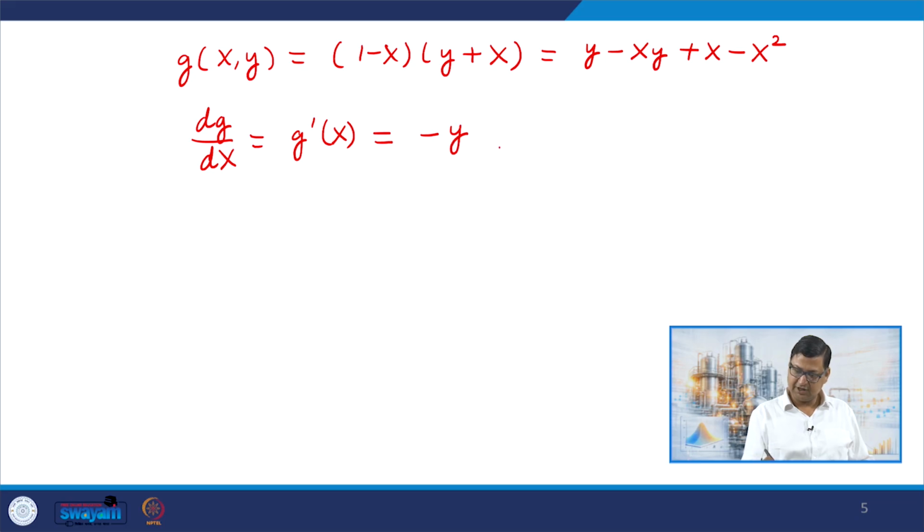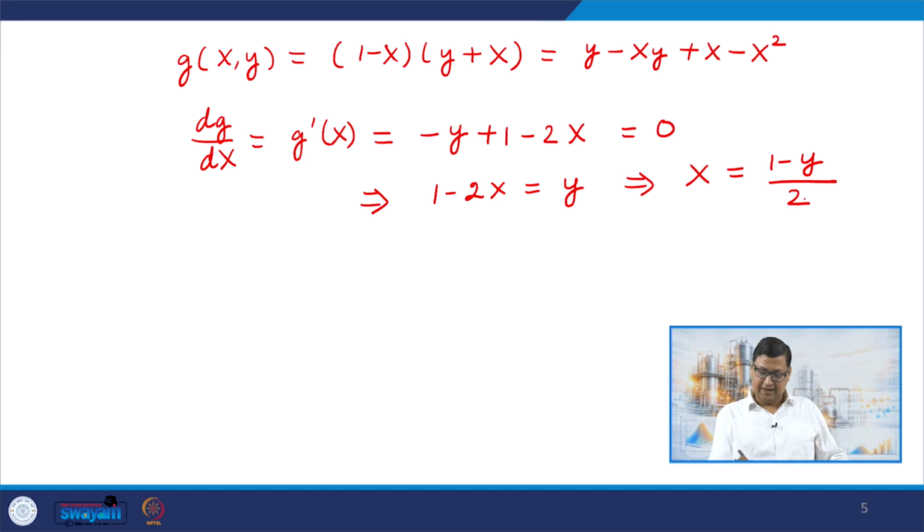minus Y, sorry, yeah, that's correct. So, this will give me minus Y plus 1 minus 2X, and for a maxima or a minima, this has to be equal to 0, and that gives me 1 minus 2X equal to Y, or X equal to (1 minus Y) by 2. And let me call this some extremum, which can be a maxima or a minima so far.